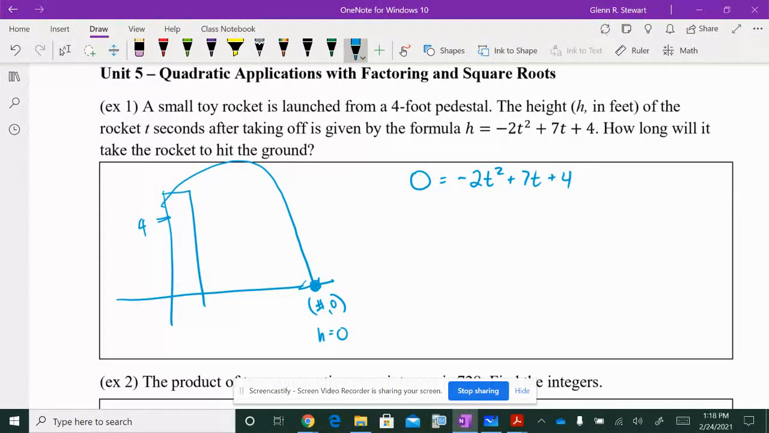I don't know about you, but I don't like it whenever I have a negative out front, so I'm actually going to take that out. So 0 is equal to negative 1 times 2t squared minus 7t minus 4. So what we're looking for now is a way to figure out what the factors are, mainly something that would multiply to give us, remember, 2 times negative 4, so negative 8, that would add to give us negative 7.